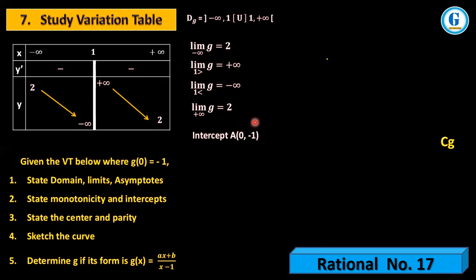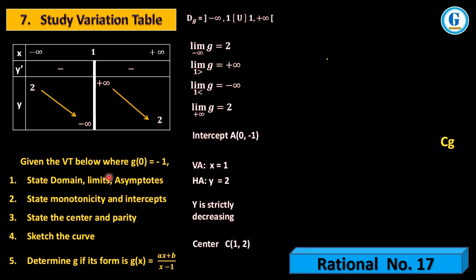For the intercepts, it has been given here that when x equals 0, y is minus 1. So we have the intercept (0, -1). The vertical asymptote is the line x equals 1. The horizontal is the line y equals 2. You can see it here: as x tends to infinity, y equals 2. What is the monotonicity of this function? In this interval, it is decreasing. Here it's also decreasing. So y is strictly decreasing.